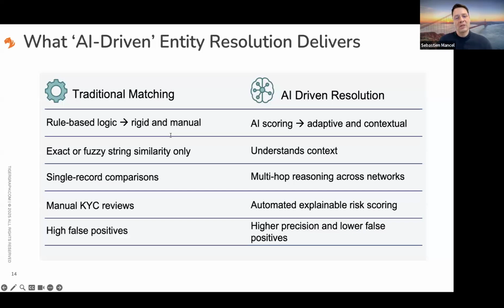Graph AI performs multi-hop reasoning across the network, uncovering indirect links that reveal hidden relationships like fraud rings. An AI-driven ER provides automated, explainable risk scoring, highlighting anomalies and giving traceability for regulators. And the outcome? Lower false positives, faster onboarding, and dramatically better customer experience. But the theory only goes so far. The real question is, what does this look like in action?